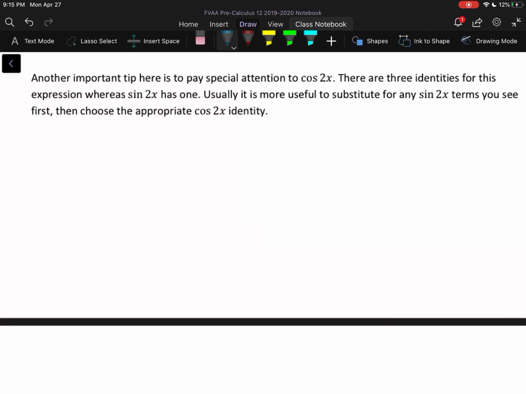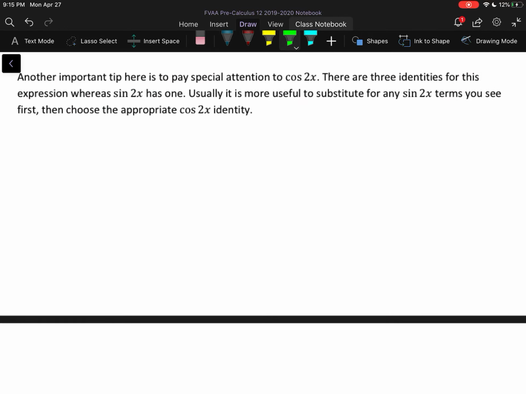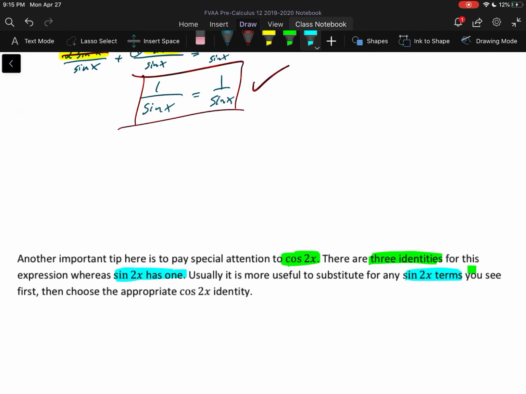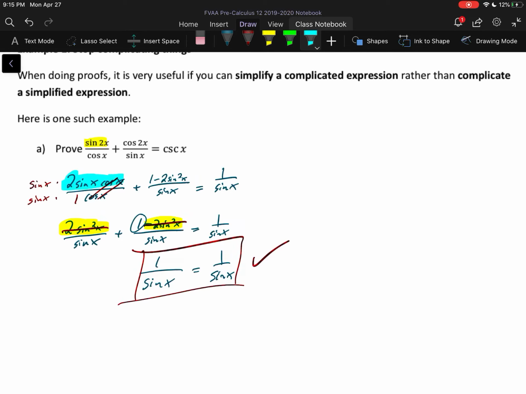All right. Another important tip here is to pay attention to the cos 2x. There are 3 different identities for this expression, whereas sine 2x only has 1, right? There's 3 identities for cos 2x, but sine 2x only has 1. So usually it's more useful to substitute for any sine 2x terms you see first. All right, that's what we did at the top here, right? Here we did this first. This was our first step, okay?